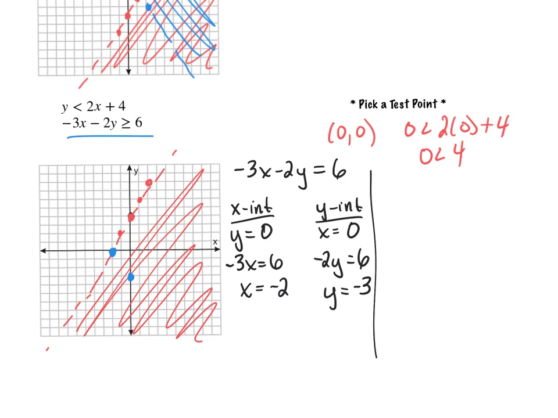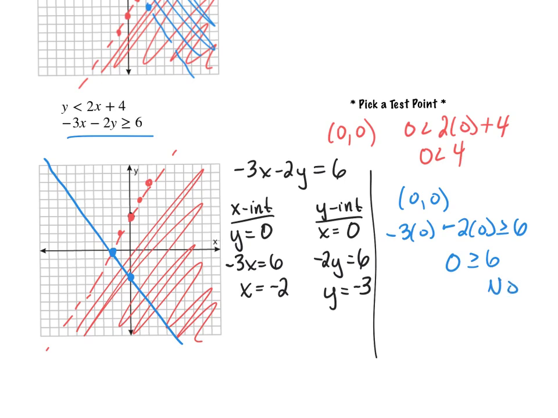Solid, because I have the or equal to. So that solid line. And I go back to do that test point. So 0, 0. That work? Yep. So I go to my original equation and say negative 3 times 0 minus 2 times 0. So it gives me, is 0 greater than or equal to 6? No. All right, so I'm going to shade where 0, 0 isn't. I'm going to shade down here, which means that the solution is kind of there, where those two things overlap.